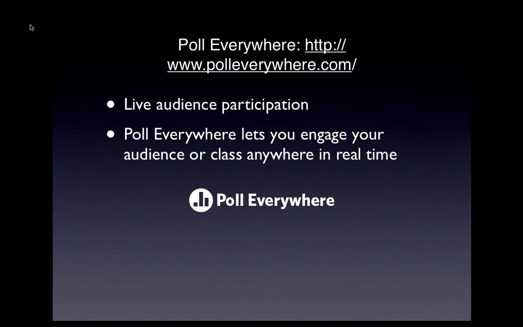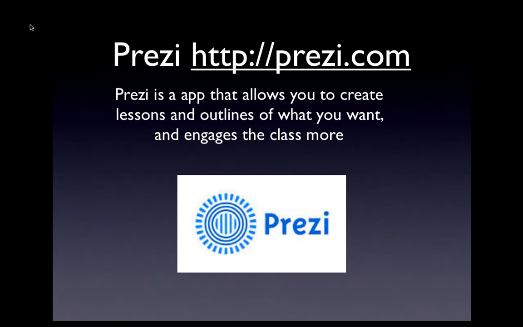Poll Everywhere is a live audience participation tool and lets you engage your audience or class anywhere in real time, so they can pull out their phones and tell you what they want to hear. We've used this in class a couple times. Prezi is an app that allows you to create lessons and outlines of what you want and engages the class more. It's a great tool and is very easy to use.